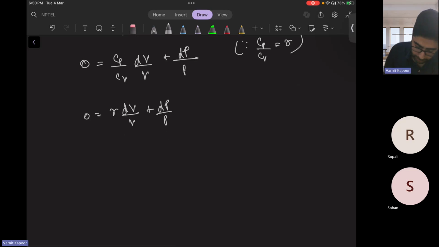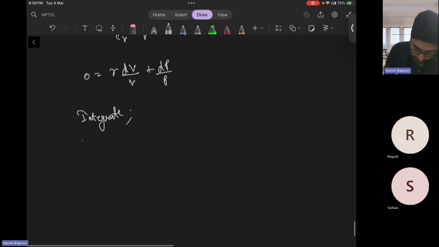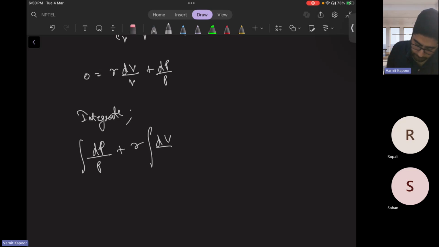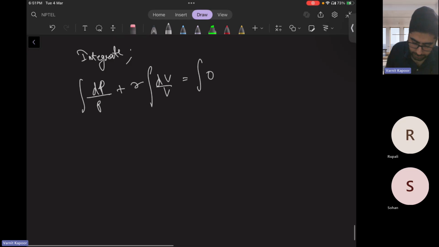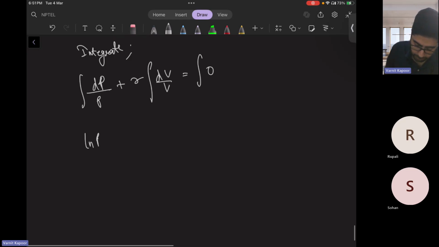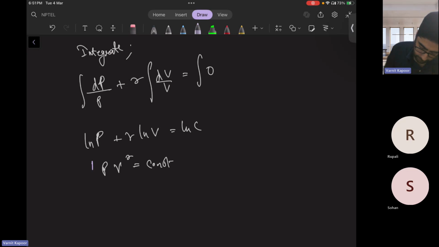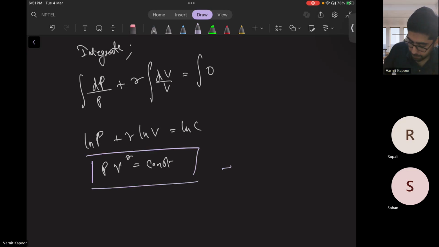Again, you can integrate. This is integration of dP by P plus gamma, which is outside the integration as a constant value, dV by V, equal to integration of 0. It's the same thing as in the previous question. ln P plus gamma times ln V is equal to ln C. So from here, PV raised to the power of gamma is equal to constant. Hence proved.